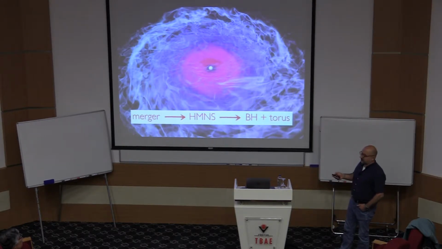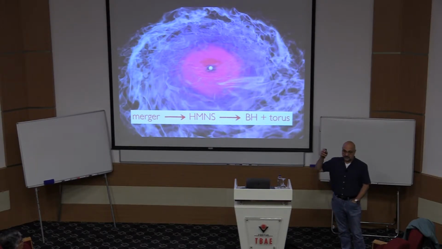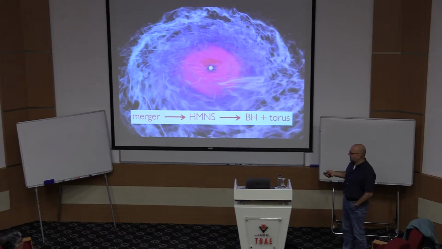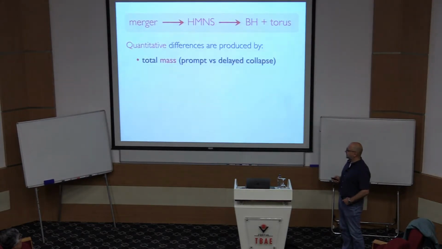The picture I've just shown you, merger, hypermassive neutron star, black hole plus torus, is extremely robust. I can make a very complex picture where I put a lot of microphysics and other effects, but this basic feature, the merger, the hypermassive neutron star and black hole plus torus, is very robust. So if there is something you have to remember out of this lecture, it is that when you have two neutron stars, they first produce a hypermassive neutron star and then a black hole plus torus.